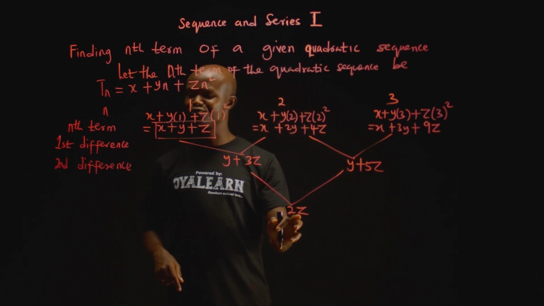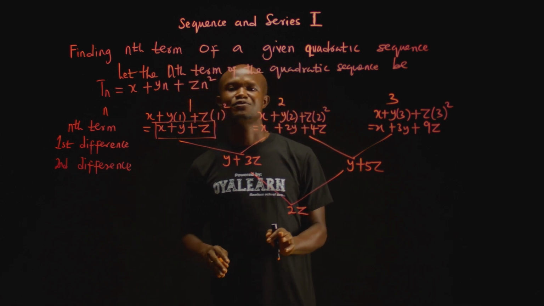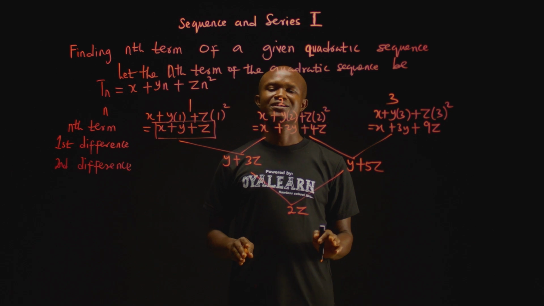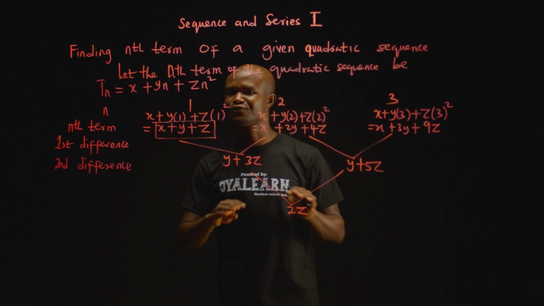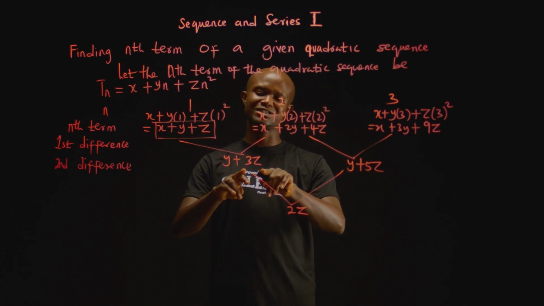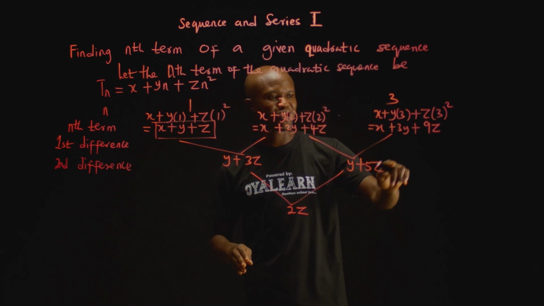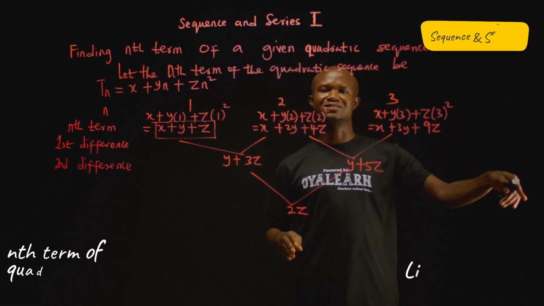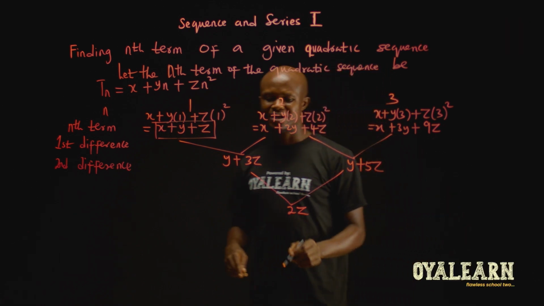So the next difference, which is the second difference, is 2z. For a quadratic sequence, the second differences are equal, while the first differences are not equal. You can see y plus 3z and y plus 5z are not the same. But when you check the next two patterns, you see that we also have 2z here.